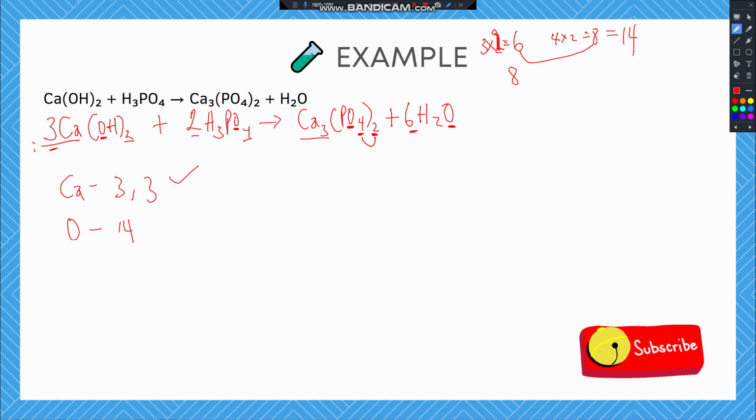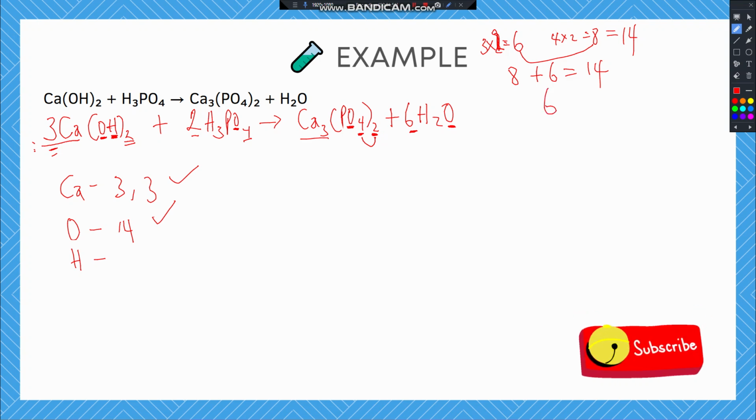So that gives us 8 plus 6, which is also 14. So oxygen is balanced as well. The next element we have is hydrogen. On the left hand side, you can see we have an atom of hydrogen over here. It has a subscript of 2 and a coefficient of 3. 2 times 3 gives us 6.